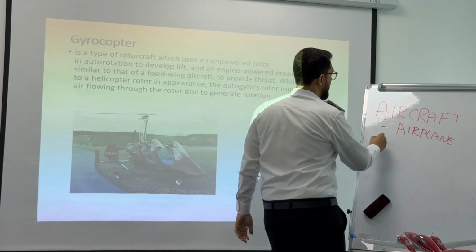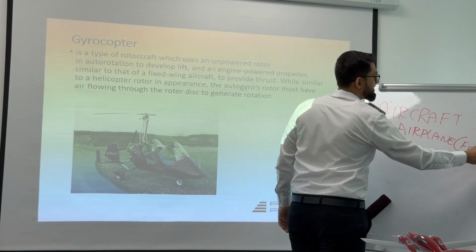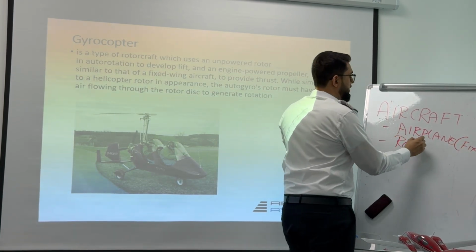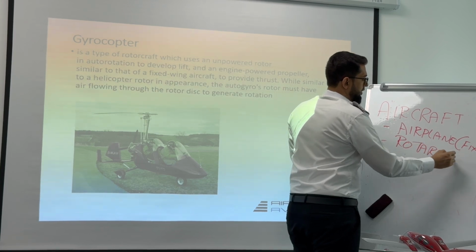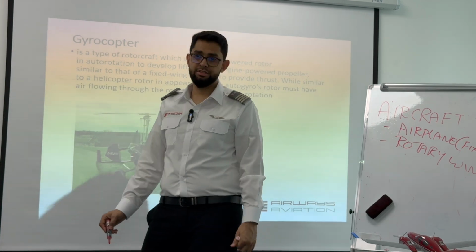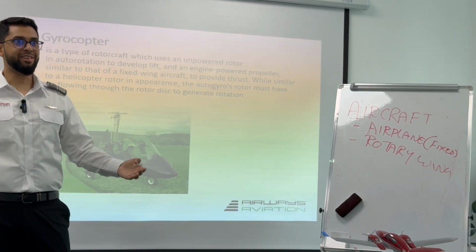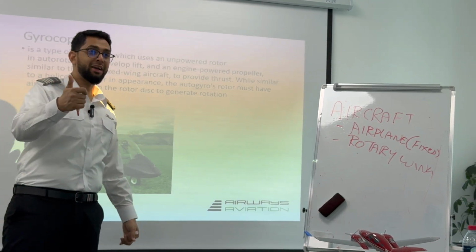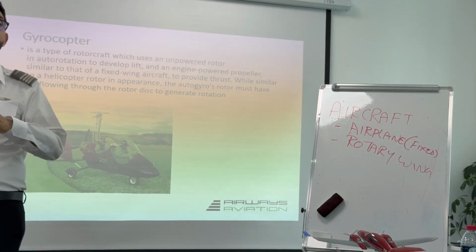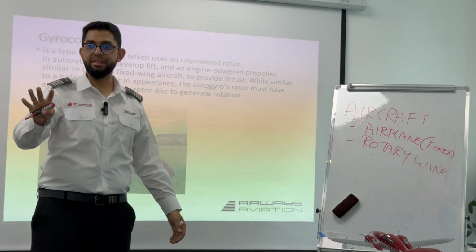So then we've got the fixed wing, and then we've got the rotary wing, right? And then you've also got gliders, aircraft without engines. They have a fixed wing but no engine. You've got microlights, you've got gyrocopters. All of these are categories of aircraft. Is everybody okay with that?